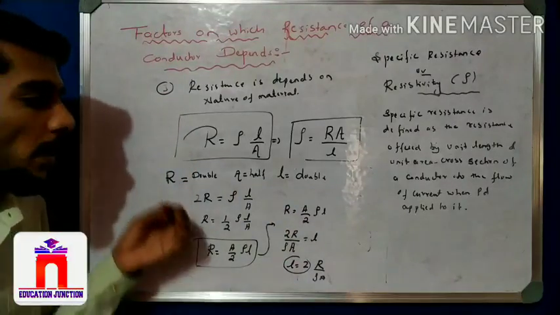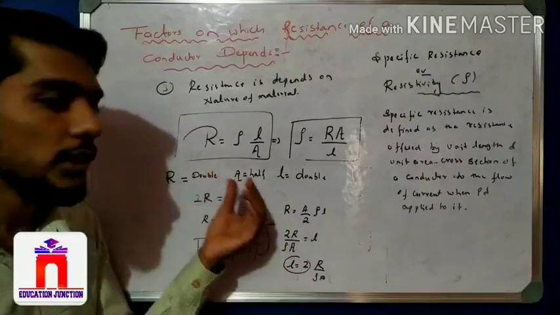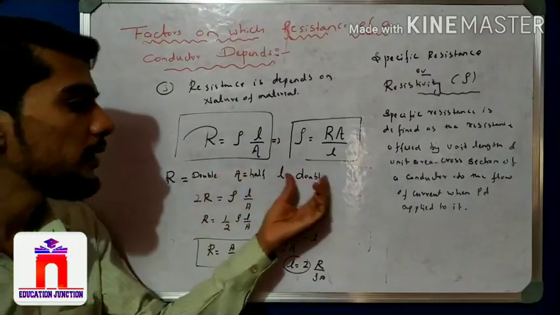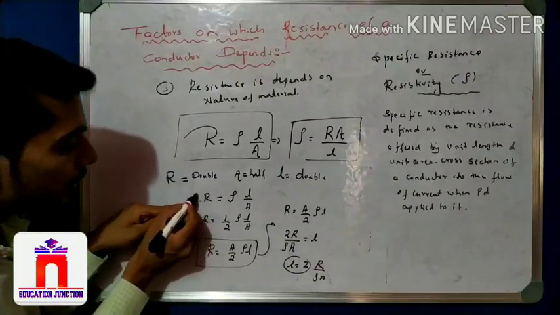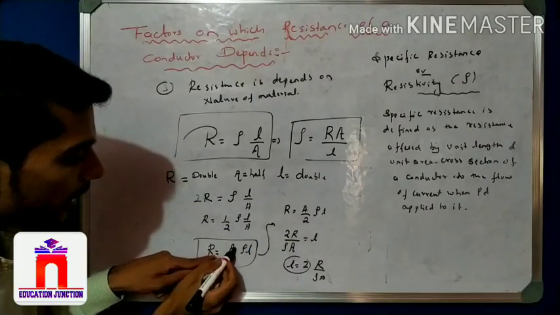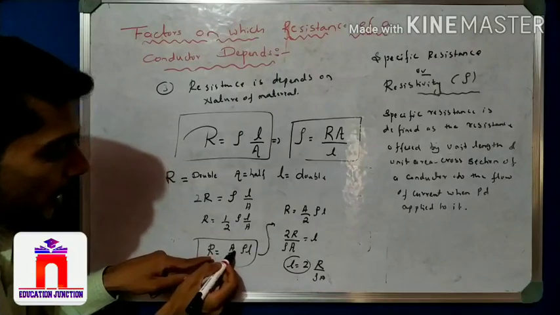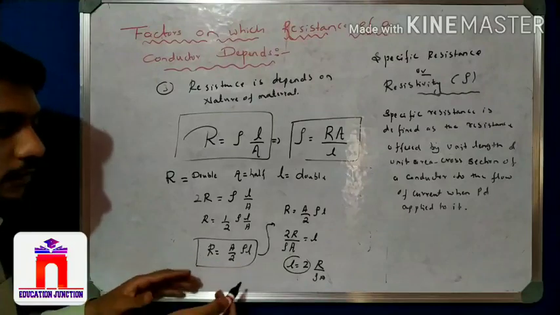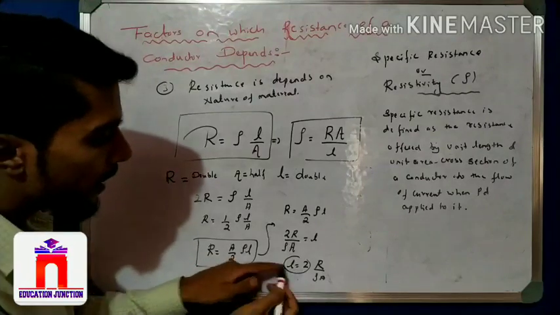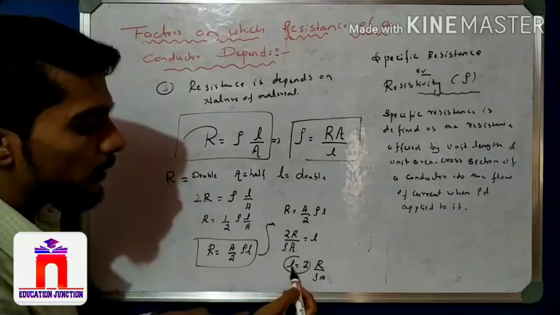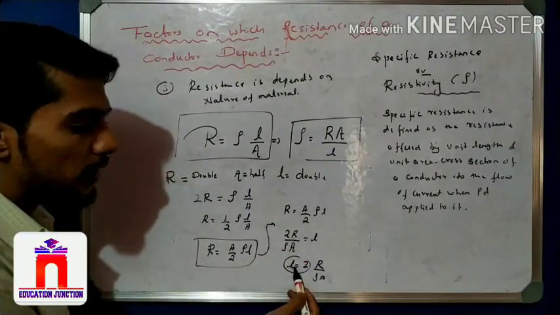The example they ask: what about the area of cross section of a conductor when resistance is doubled, and what about the length? We observe that when the resistance is doubled, the area is half, area by 2. And the length is doubled, 2 times. Resistance 2 times, length also 2 times.